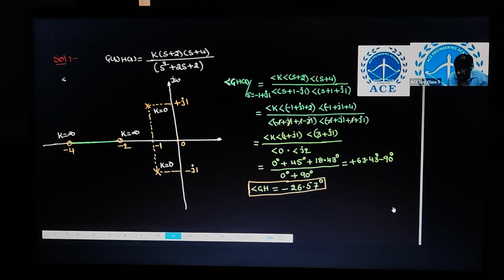Now find the angle of departure. Directly in 2 mark bits, they used to ask only angle of departures and breakpoints, many times. These two are very important, so remember.